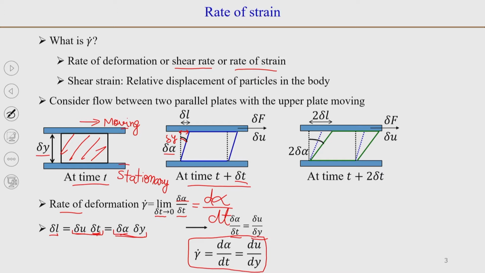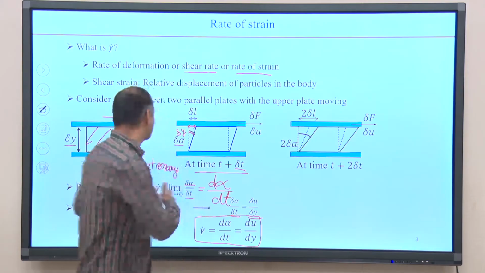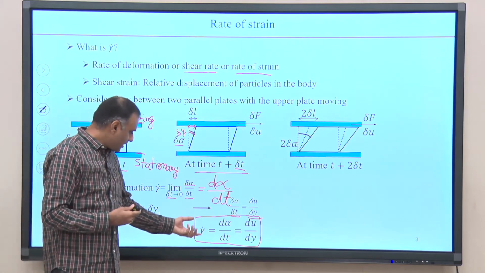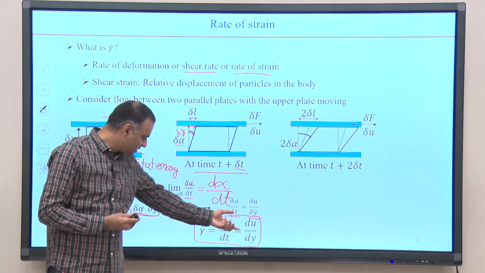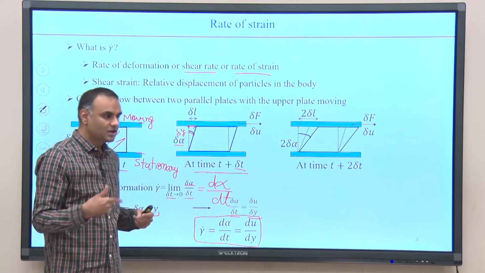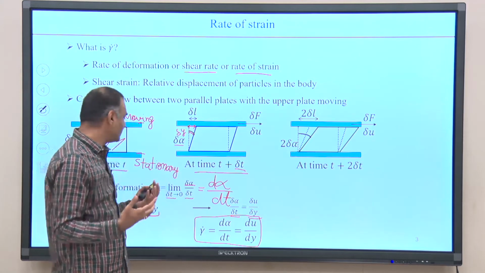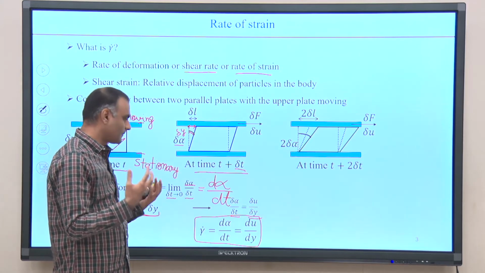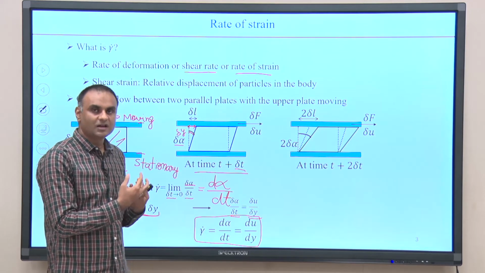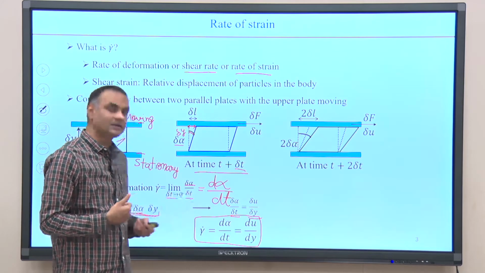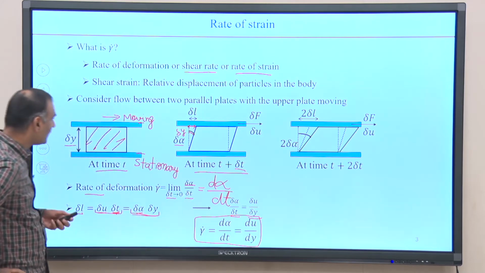So, du by dy is what? u is the velocity, so du by dy is the velocity gradient. Because this is a one dimensional flow, the rate of deformation for this one dimensional flow is du by dy. That is why you might see that in general when you define viscosity, it is defined that shear stress is proportional to the rate of strain, which is given by du by dy.